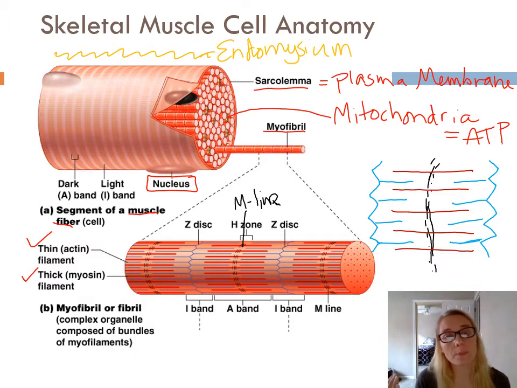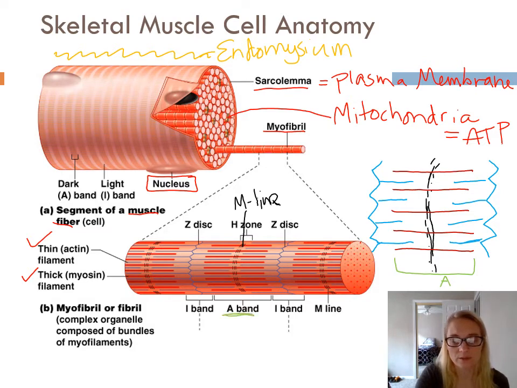So those are the pieces: Z line, M line, thin filaments, thick filaments. Then we can start labeling different regions of your sarcomere, the zones. Oh, there's the M line. I just now saw it off to the center. Where we have all of the thick filaments, from just the length of the thick filaments, this is called your A band. Okay? So the A band is as wide as your thick filaments are wide.